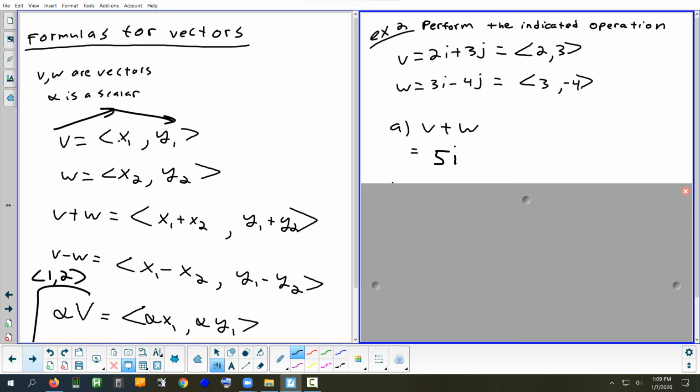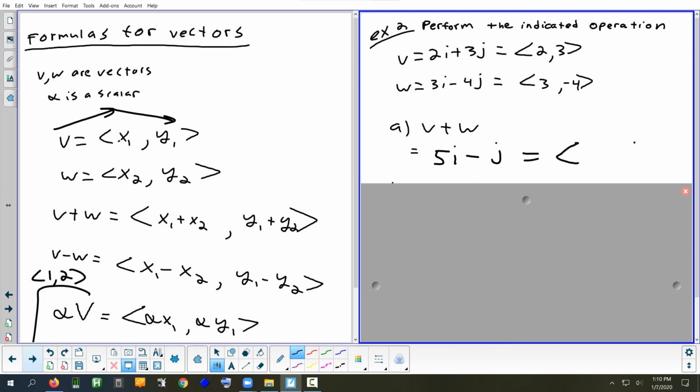So the new horizontal in the final answer is 5i. And then the vertical in v is 3. The vertical in w is -4. And we're adding them. So what would be the final answer when I do 3j plus -4j? Minus j. 3j plus -4j, it's like 3 minus 4. It's minus j. Now, she didn't say minus 1j. She could have, right? But minus j and minus 1j is the same thing.